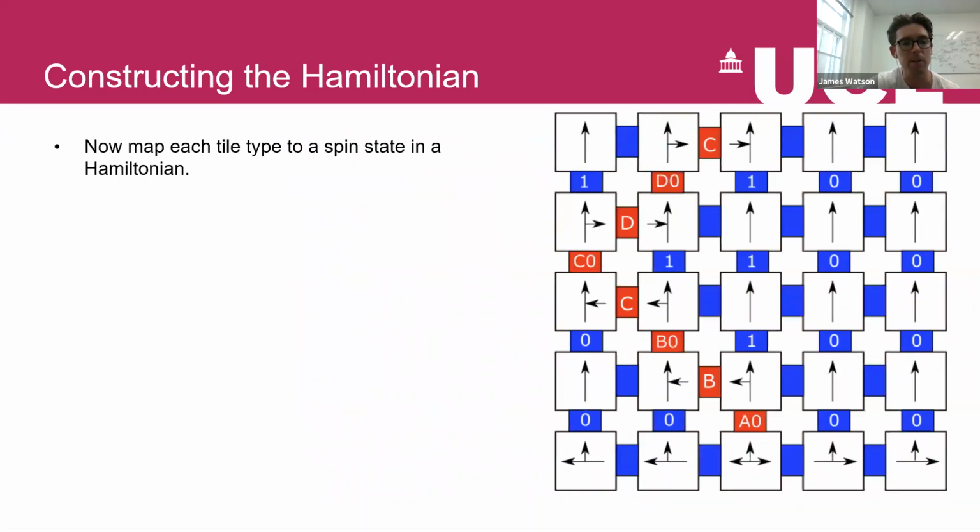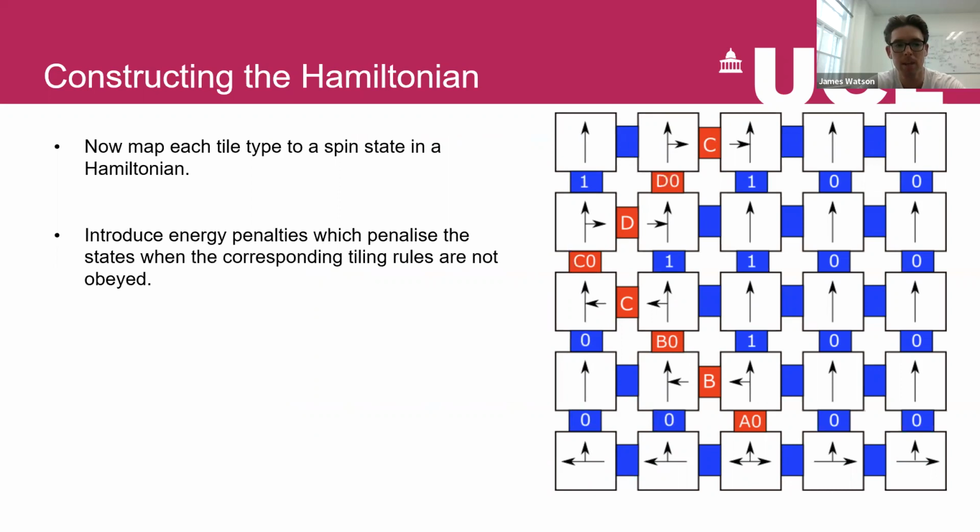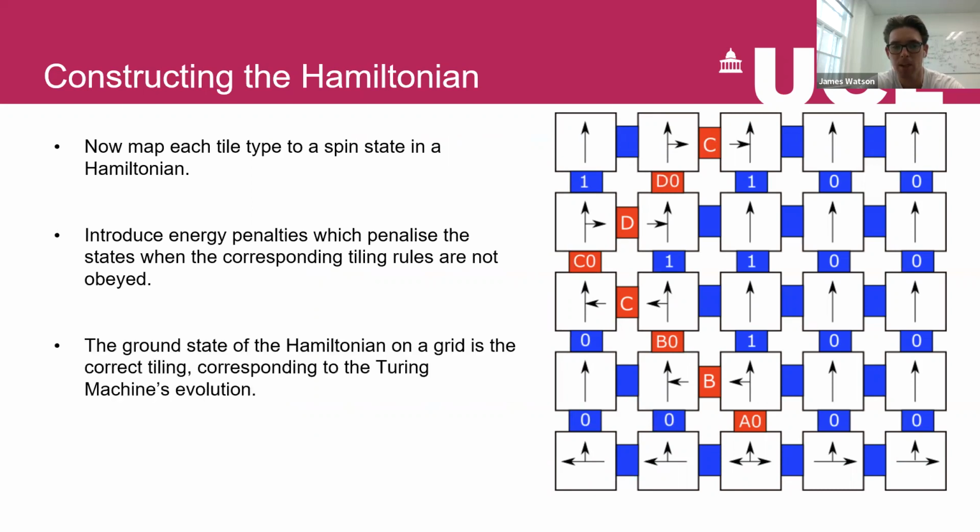And now what we're going to do is map each tile type from this grid to a spin state in a Hamiltonian, also on the same size grid. And we're going to introduce energy penalties which penalize states when the corresponding tiling rules are not obeyed. So the ground state, or the lowest energy state of the Hamiltonian on the grid, is going to correspond to the correct tiling, which in turn is going to correspond to the evolution of a Turing machine.